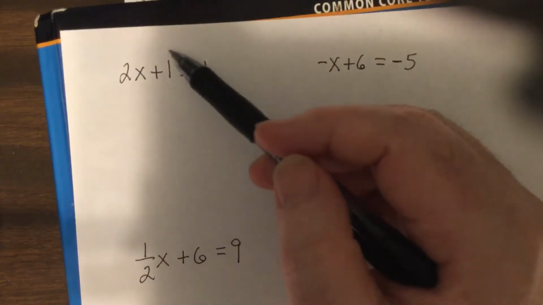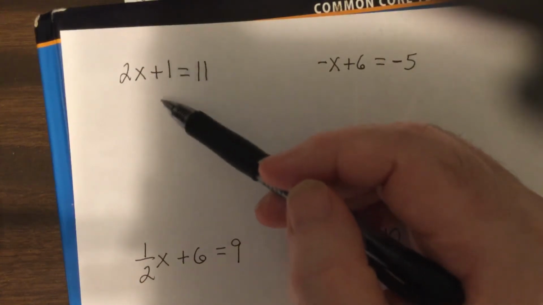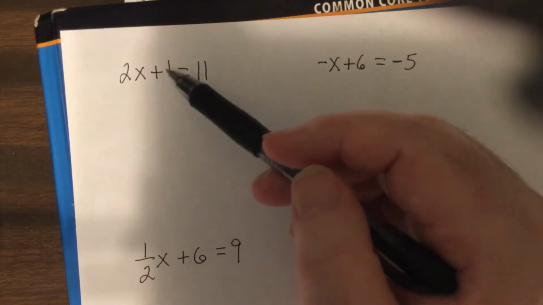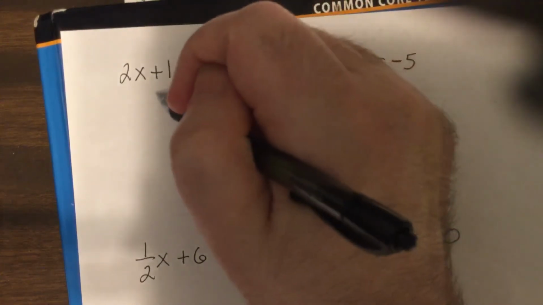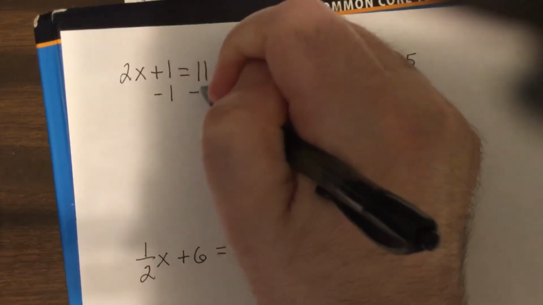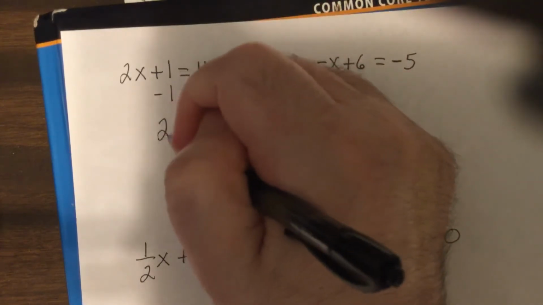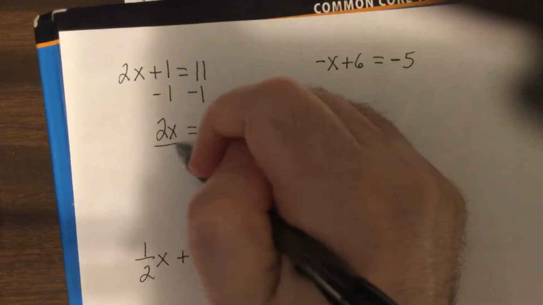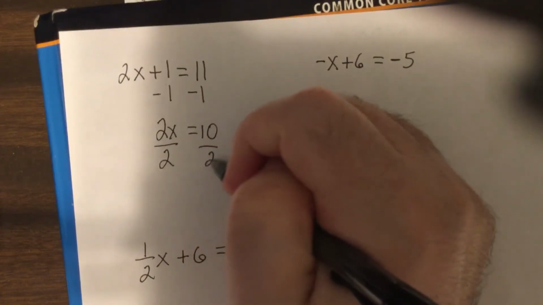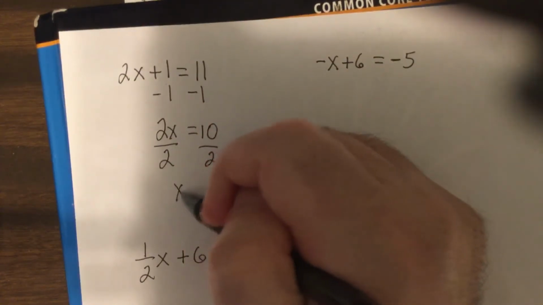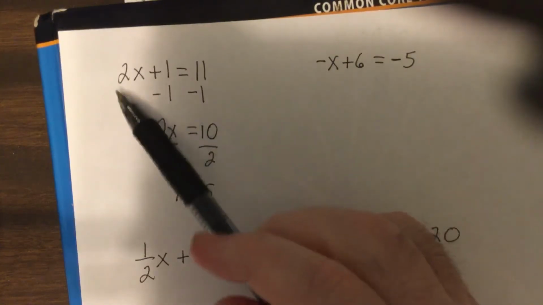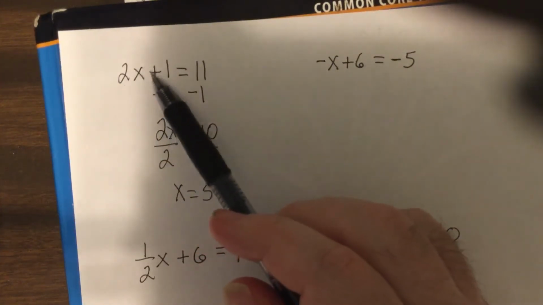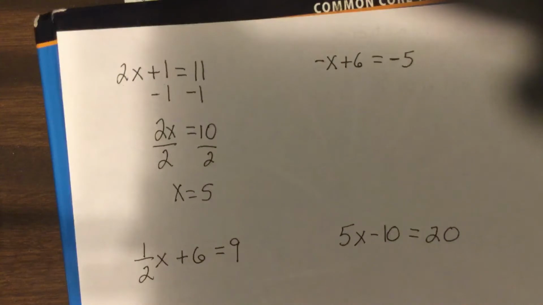So what would I do for plus 1? Well, I want it to turn into 0. So what do you add to 1 to get 0? Or you do the reverse, which is subtract 1. So I'd have 2x equals 10. Then I'm going to divide both sides by 2, the reverse operation of multiplying by 2. And then 2 times 5 is 10, plus 1 equals 11.